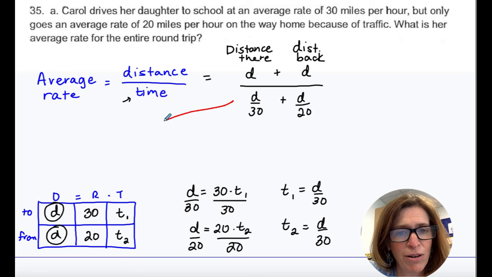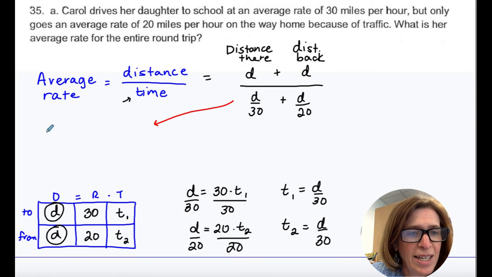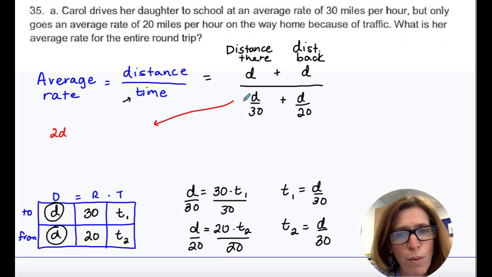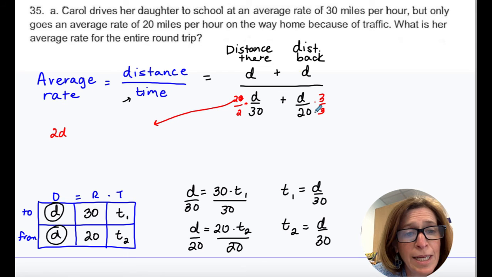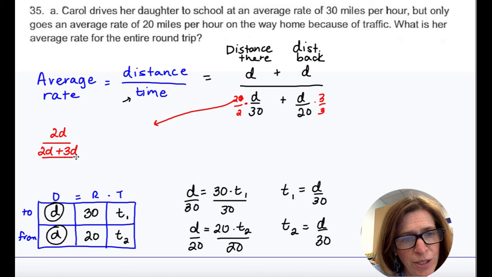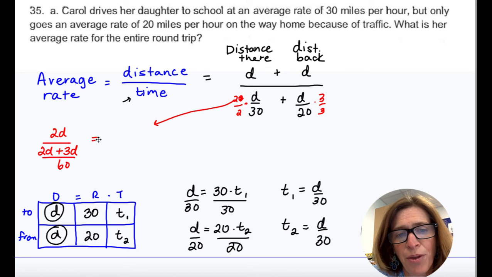Okay, I'm going to come down here, so I have some room. That's going to give me 2d all over, and for my bottom, I need a common denominator, which is going to be 60. So I'm going to multiply this by 2 over 2, and this by 3 over 3. So that's going to give me 2d all over 2d plus 3d over 60. Now, this is not the only way to do it. I'm doing it really algebraically. There are some other ways as well. But okay, so that's going to give me 2d all over 5d over 60.